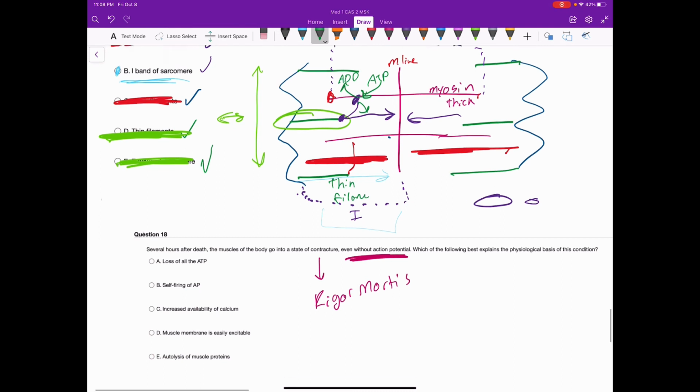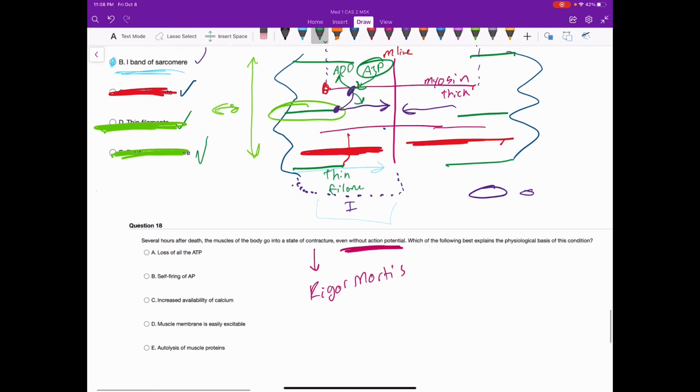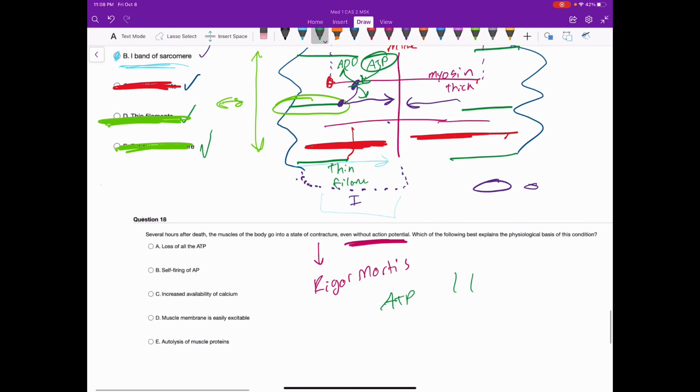Okay, so now, if you don't have any more ATP available because you're dead, you can't form ATP, and your muscles are going to remain contracted. This head is not going to become detached, so you're going to stay contracted. That's why A, loss of all ATP, is going to be your answer.